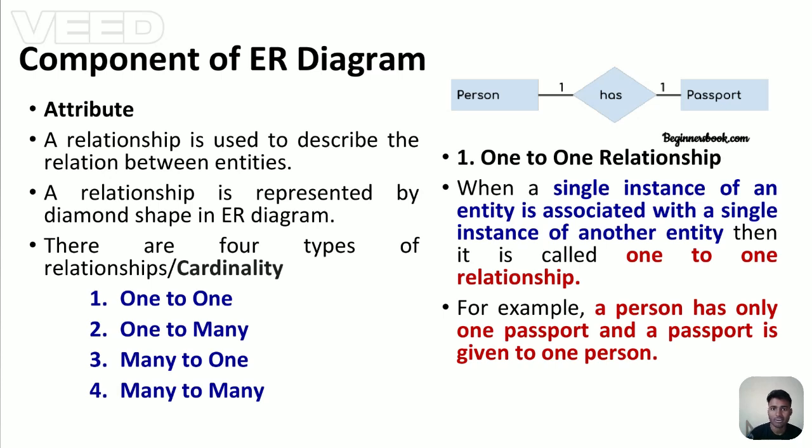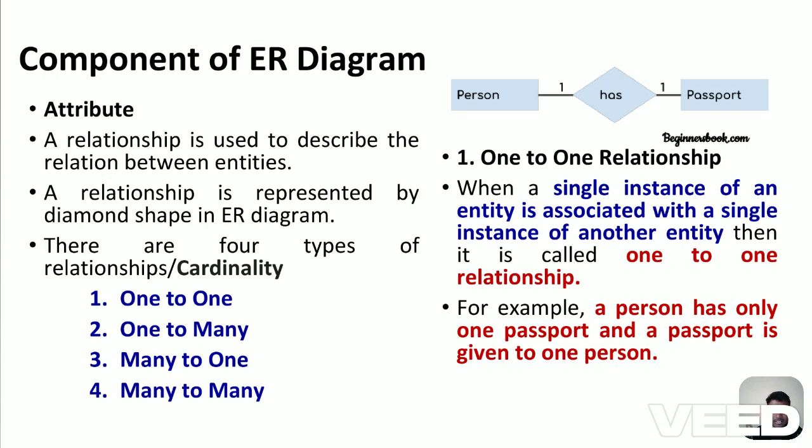Next we have the component of the diagram, relationships. A relationship is used to describe the relation between entities. Like before also I have explained, between two entities, or between an entity and an attribute, there is a relation. Like if a student's address is something, the relation is that the student lives at that address. This is the relation between an entity and an attribute. A relation is represented by a diamond shape in an ER diagram. Like one person has one passport, so here the diamond shape represents the relation between person and passport.